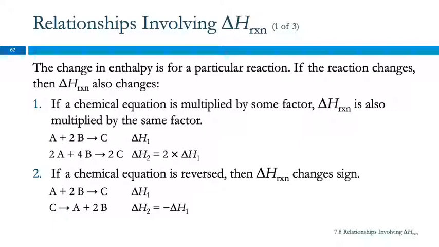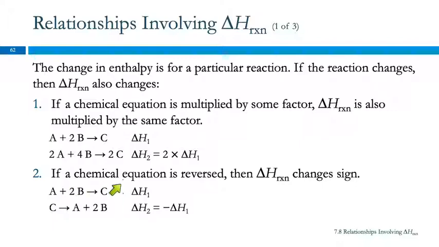The example here is I've got A plus 2B forming C, and it gives off a certain amount of energy. Well, if I double the size of this reaction, am I going to get the same amount of energy? Per mole I am, but total, I'm going to get twice as much energy. If I burn twice as much gasoline, I get twice as much heat, right? So if I multiply the equation coefficients by some number, then I have to multiply delta H as well.